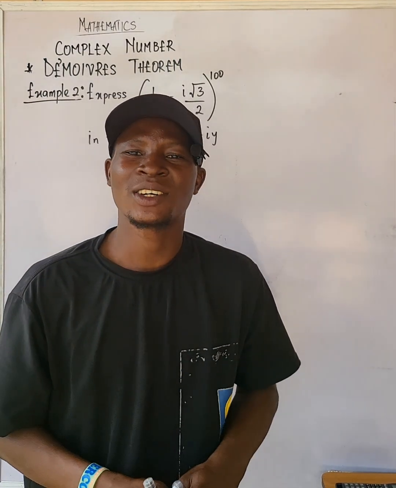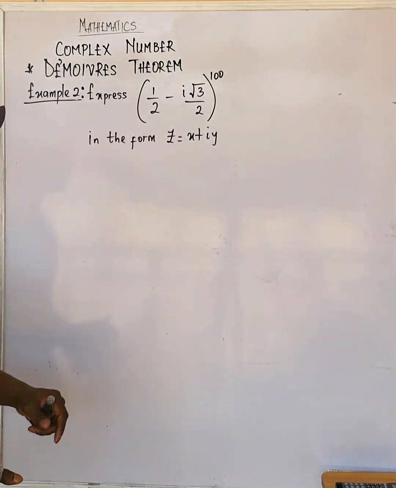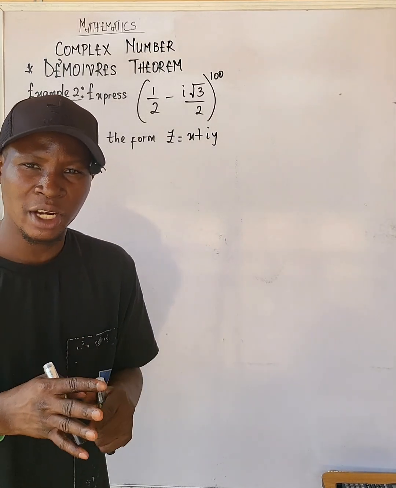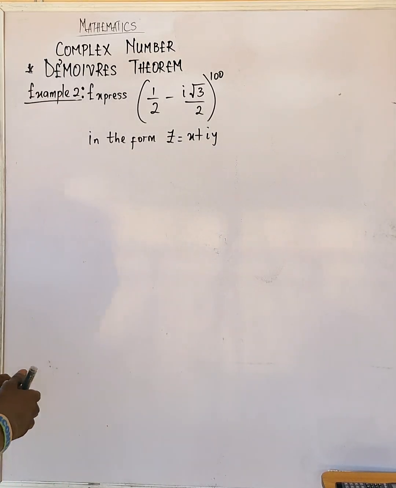Welcome back. So still on complex numbers, still on De Moivre's theorem. Now let's go to example 2. So that you can understand De Moivre's theorem very well, let's solve example 2.